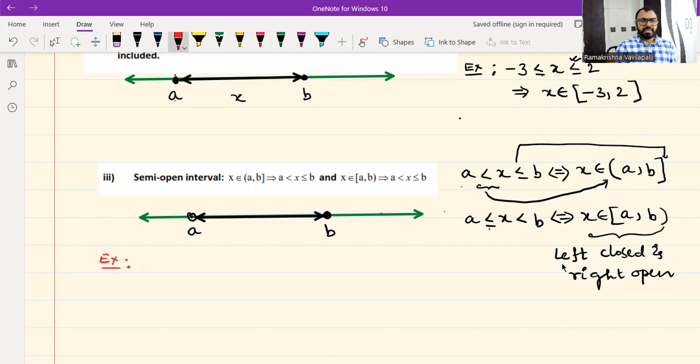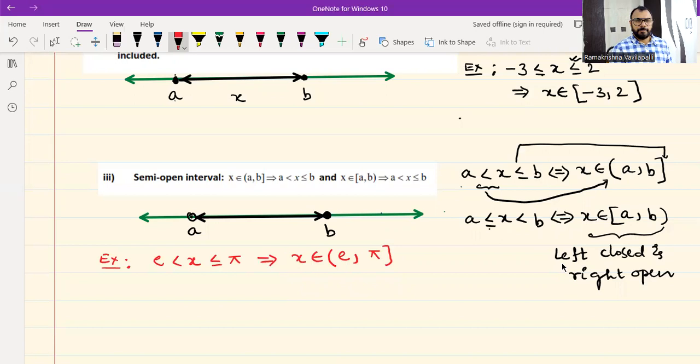Here E is less than X less than or equal to pi. So we write this, that X belongs to, see, the left side is open, so open bracket E, whereas the right side is pi, closed bracket. Here X can take any value between E, equal to 2.718 approximately, and pi, whose value is approximately 3.14. So X can assume any value between E and pi.